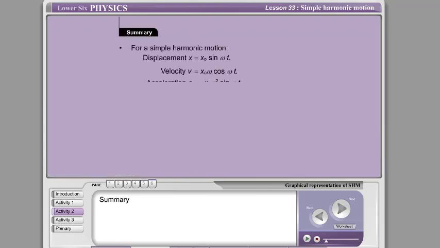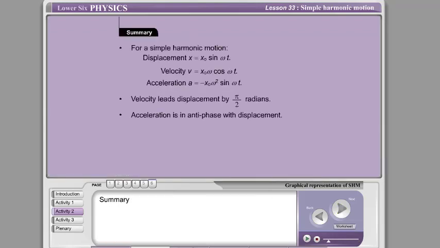Summary. For a simple harmonic motion, displacement x equals x naught times sine omega t. Velocity v equals x naught times omega times cos omega t. Acceleration a equals negative x naught times omega square times sine omega t. Velocity leads displacement by pi over 2 radians. Acceleration is in antiphase with displacement.